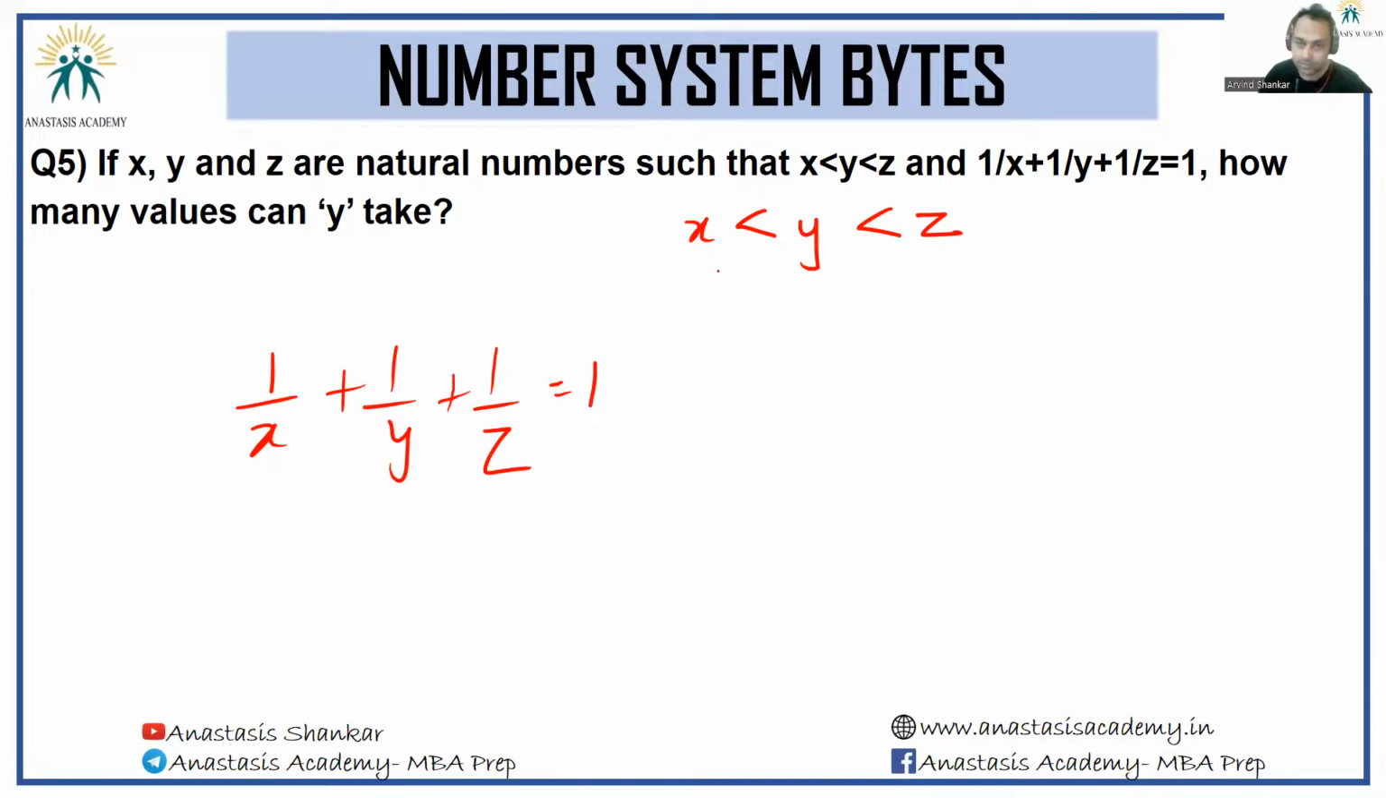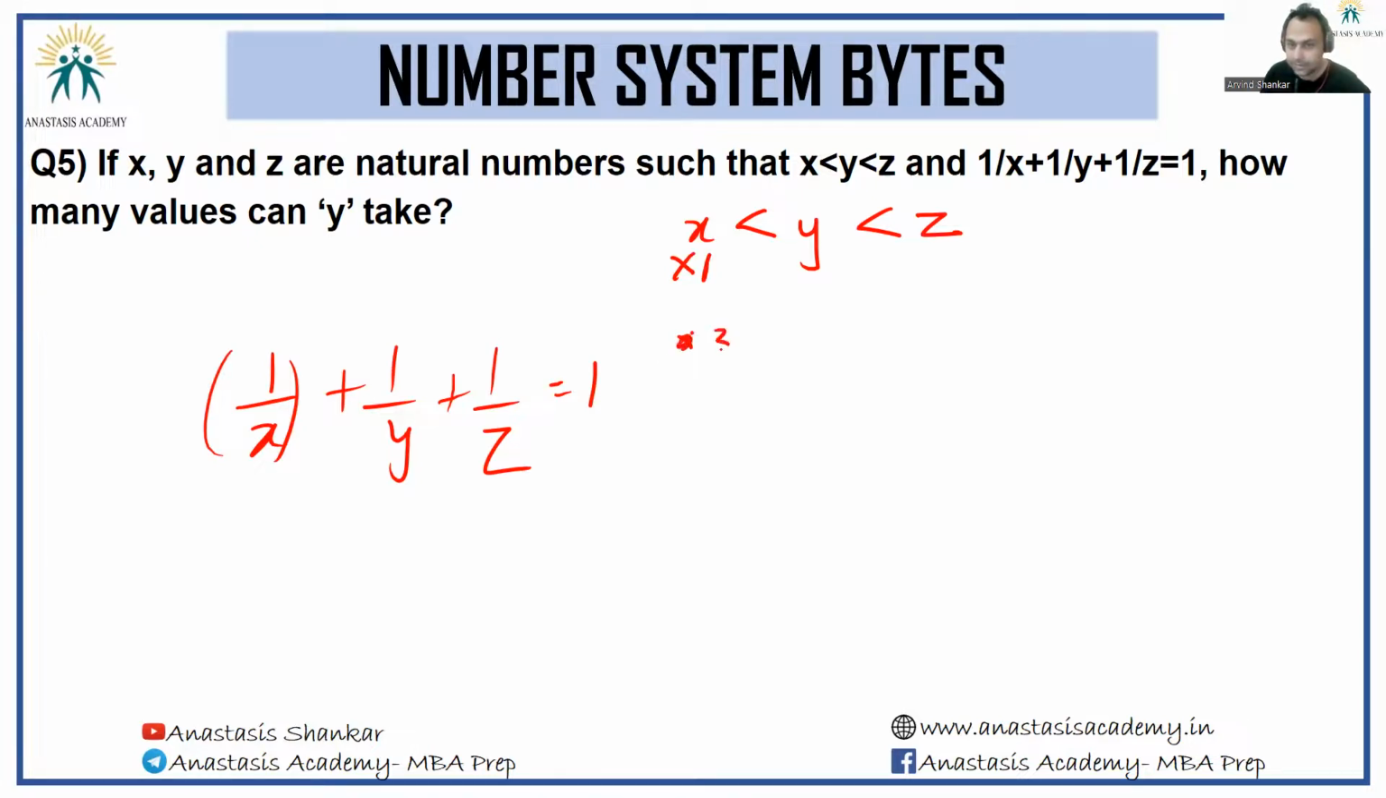So see people, fun thing. If x was 1, can you see it would be a problem? If x was 1, this fraction here itself would be equal to 1. And then 1 by y and 1 by z would exceed it. So x cannot be 1.